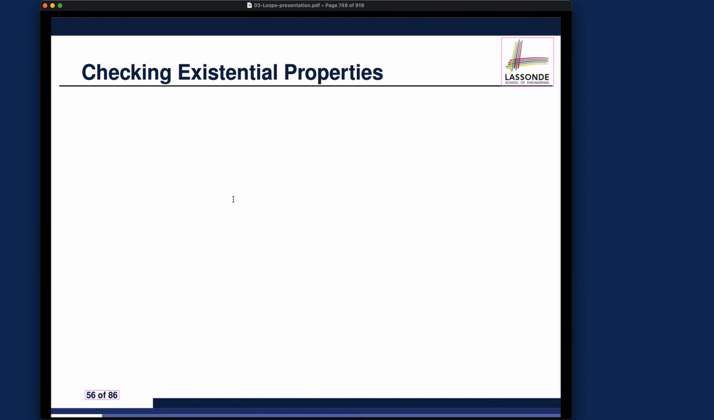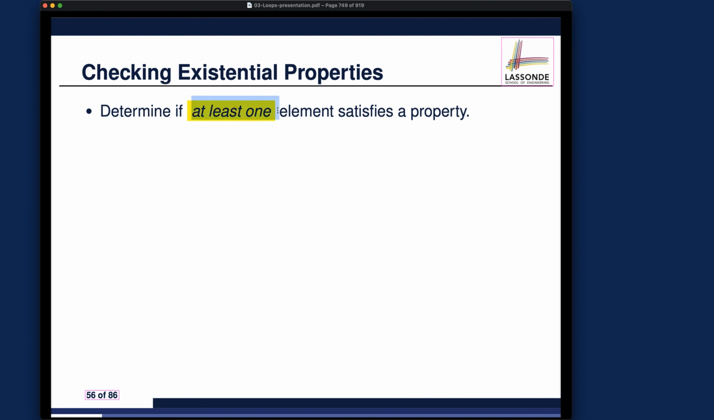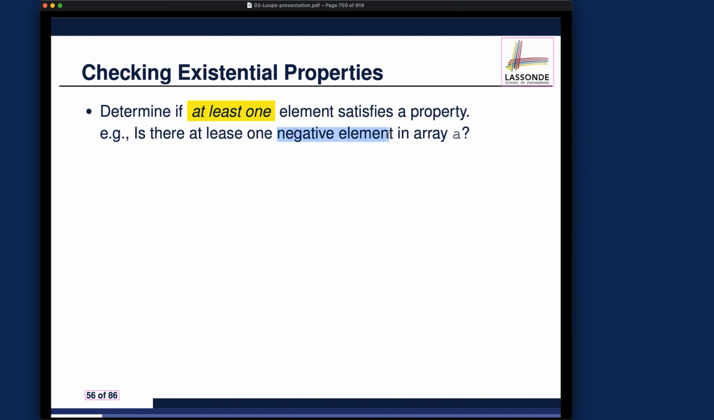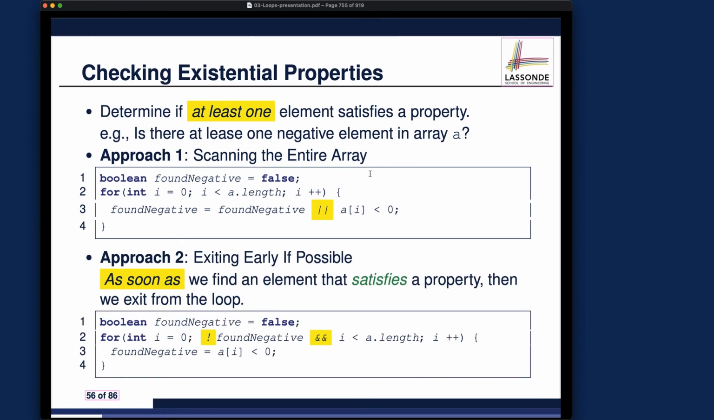All right, what about the existential property? Everything will just be symmetric. Now rather than checking that all the elements should satisfy the property, as in the universal case, in the existential case we need at least one. As long as one element in the array satisfies the property, that will be okay, and we should return true. Otherwise, it should be false. Is there at least one negative element, for example? And then approach number 1, still two approaches. For approach number 1 and approach number 2, we have to initialize the variable to be false. So false is the identity of this disjunction, which we spoke about.